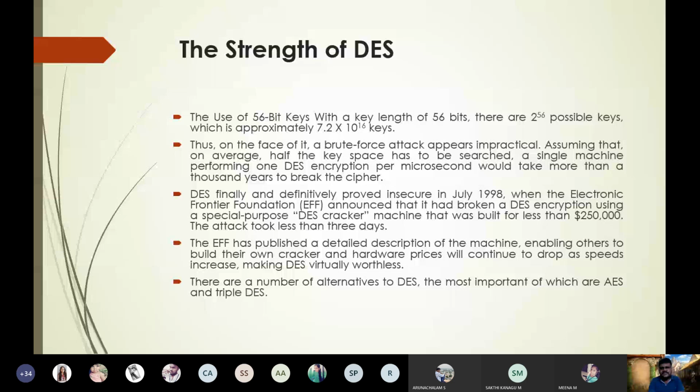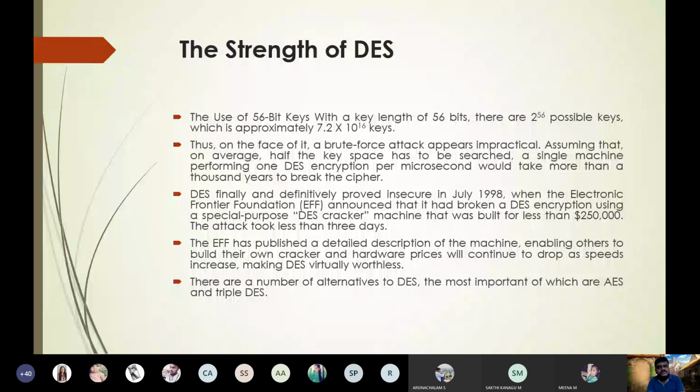The second one is brute force attack. What is meant by a brute force attack? Trying all possible keys to get the original message. The intruder can try all the possibilities of keys, all the possible ways. That is known as a brute force attack. But here, as we already told, we have 56 bit keys, so he must try 2 power 56 possible keys. So brute force attack is not at all practical in DES. This is the second strength of DES.